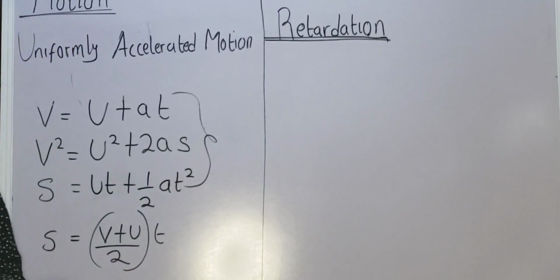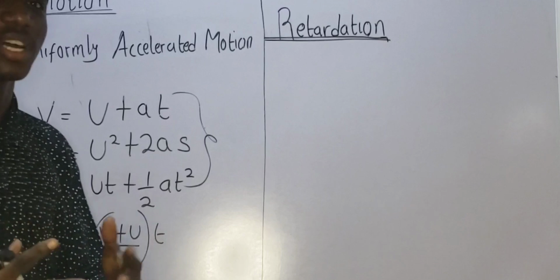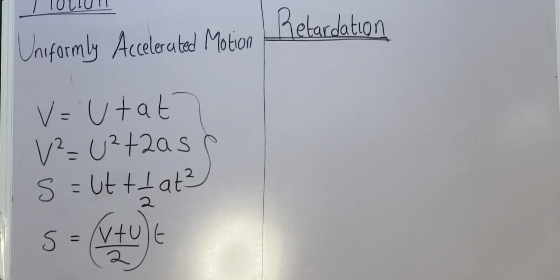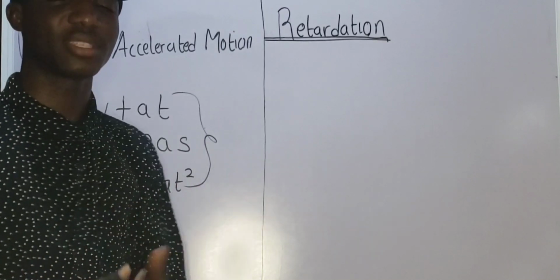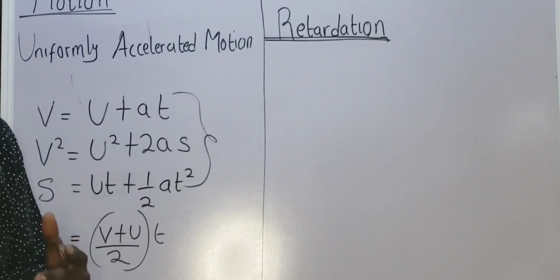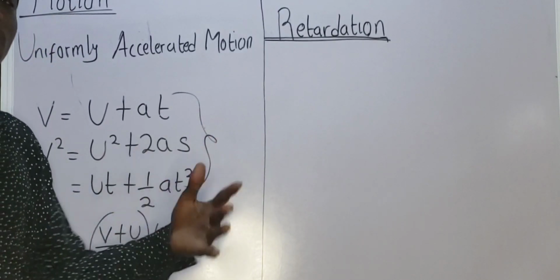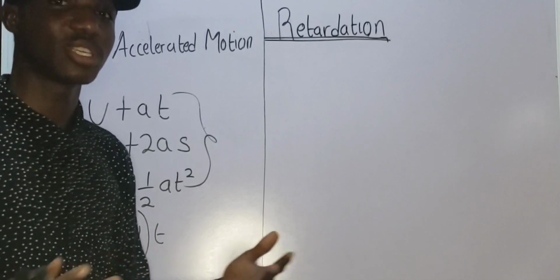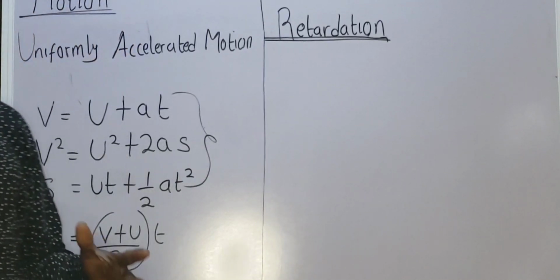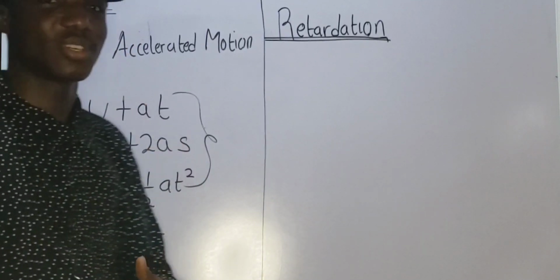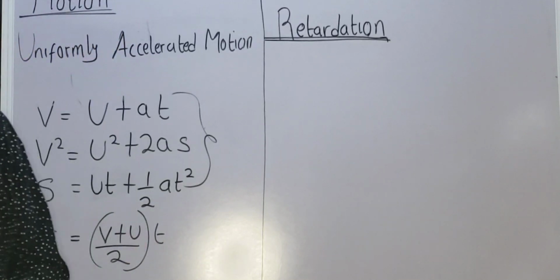Is that not it? Because the body is moving at a constant velocity. Now, if the body wants to increase its acceleration, the body has to increase its velocity. You understand? Because acceleration tells us how the velocity of an object is changing with respect to time. Now, if that same body wants to come to rest, what will happen to the velocity?